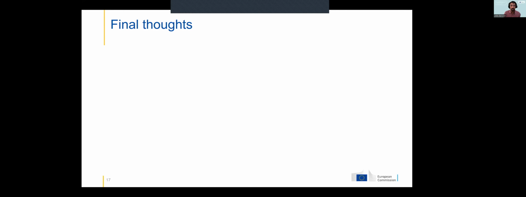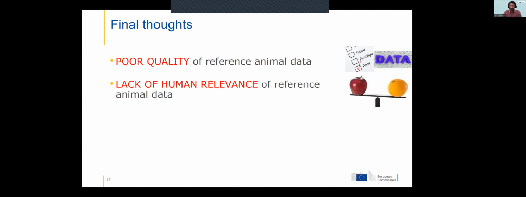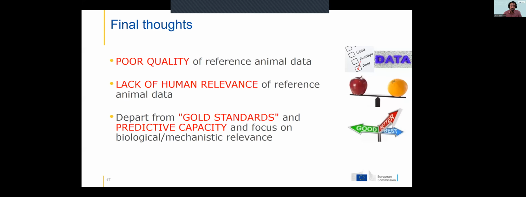And I would like to leave some final thoughts on this last point. In recent years, quite some attention has been given to the assessment of the quality of reference animal data. And it is quite clear that the variability is so high and the quality so low that it becomes almost meaningless to use these as reference to judge the performance of alternative approaches. Moreover, most animal models lack human relevance. Yet, there is still a too high focus on gold standards and predictive capacity when judging the scientific validity of non-animal methods for use in a regulatory context.